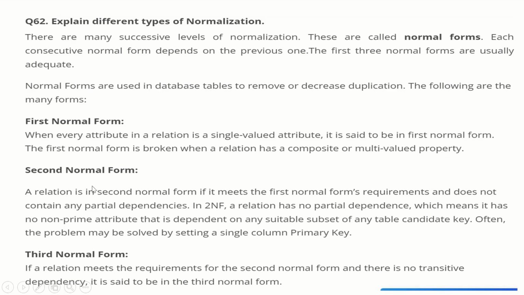And what about second normal form? A relation is in second normal form if it meets the first normal form's requirements and does not contain any partial dependencies. In 2NF, a relation has no partial dependence, which means it has no non-prime attribute that depends on any proper subset of any table candidate key. Often, the problem may be solved by setting a single column primary key. And the next one is third normal form. If a relation meets the requirements for the second normal form and there is no transitive dependency, it is said to be in third normal form.